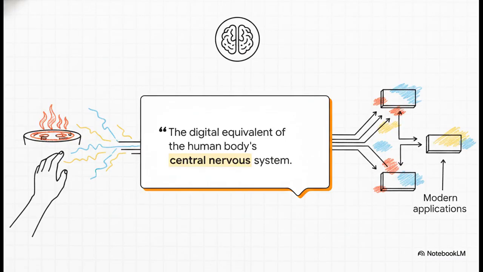I love this quote from the Apache documentation. They say, "Event streaming is the digital equivalent of the human body's central nervous system." And honestly, that brilliantly illustrates exactly why Kafka is so vital. Just like your body doesn't wait until the end of the day to process that you touched a hot stove, modern applications can no longer afford to wait to process critical data. Kafka connects and routes this data continuously, ensuring the right information gets to exactly the right place instantly.